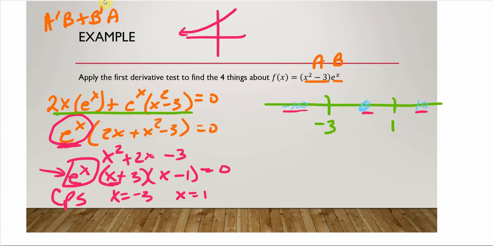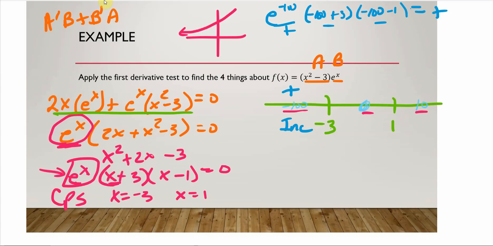Negative 100 plus 3 is going to give me a negative value. So let me go ahead and put here, ready? I'm going to plug in e to the negative 100 times negative 100 plus 3, and then negative 100 minus 1. And I don't really care about the value. I care about the sign. So what is my sign going to be? So this guy is going to be positive, this guy is going to be negative, and it's going to be negative. So when I multiply those three, I'm going to end up with a positive. So this is going to be positive. That means that my function is increasing.